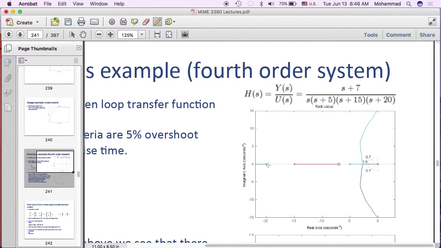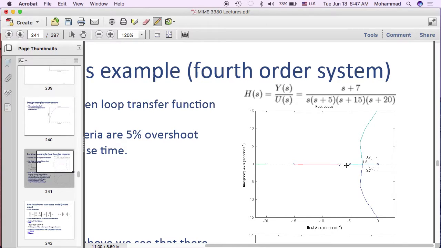And the last one starts at negative 20. So all the branches start at open loop poles. That was rule number 1, or one of the main rules. Now, this system has only 1 zero, and that is negative 7. And one of the branches of the root locus starts at negative 15, but ends at negative 7.